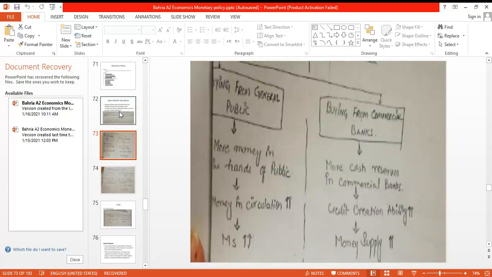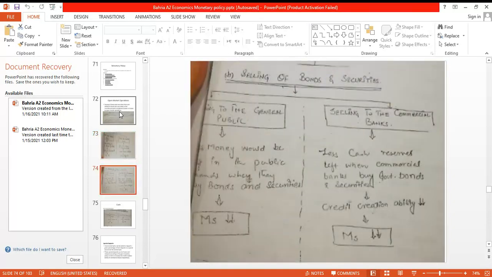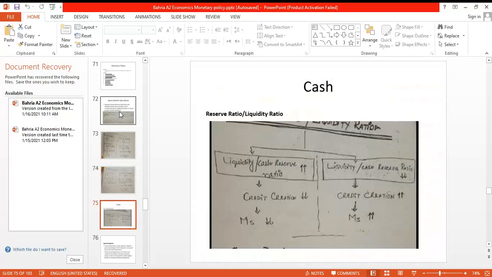Okay, so this diagram shows it beautifully. It says that when the government wants more money in the hands of the public, what does it do? It buys back the bonds in open market operations, and vice versa. This is quite clear, and I've already explained this to you. Okay. Then the second method that the government uses is the change in the reserve ratio.